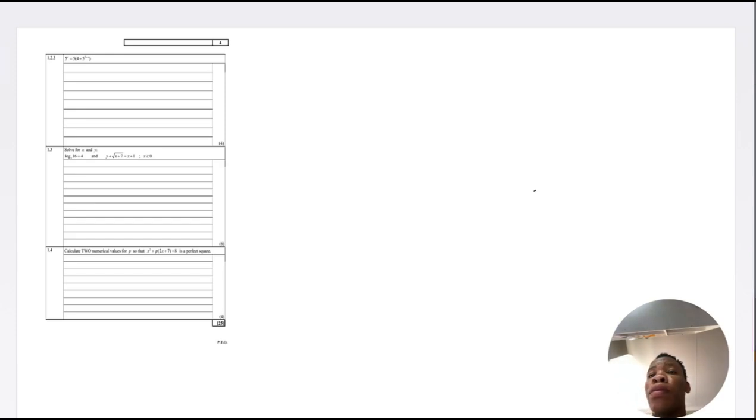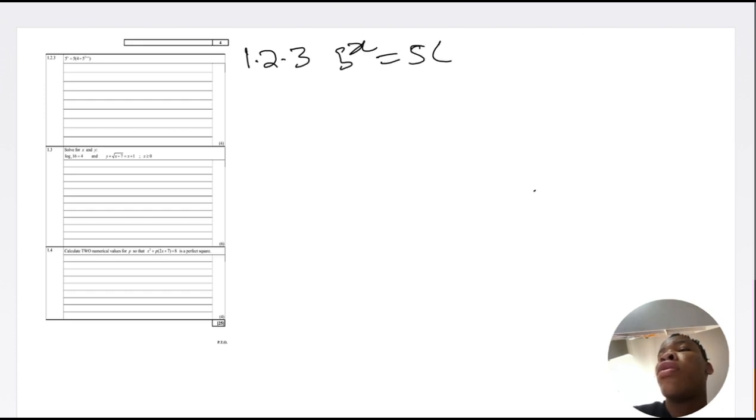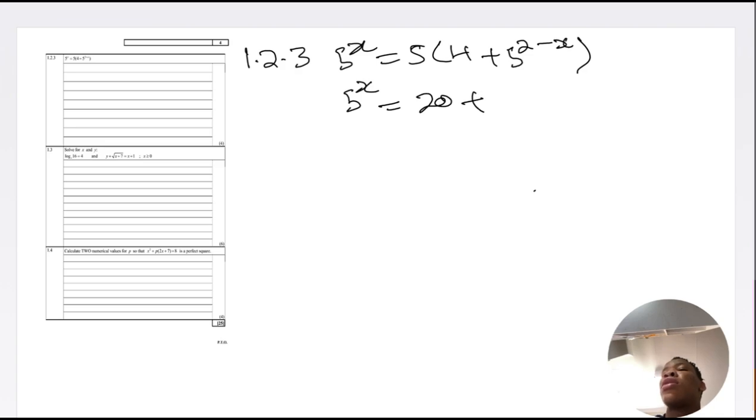Okay, student, we were on 1.2.3. We are given 5 to the power of x equals 5 into 4 plus 5 to the power of 2 minus x. So from here we start by simplifying. We will have 5 to the power of x is equal to 20 plus 5 times 5 to the power of 2 minus x.